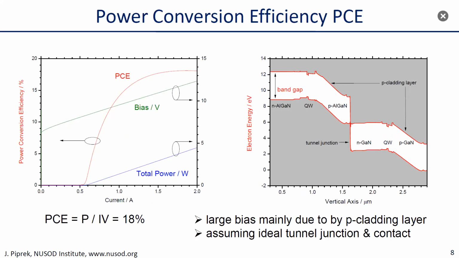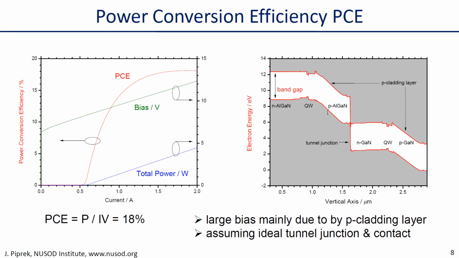The next issue is total energy efficiency, also called power conversion efficiency, and that is simply the total lasing power divided by current times voltage. And in this simulation, it's only 18% for this laser. The main reason for this low number is the strong bias that we see here, more than 12 volts at the highest current. And the main reason for that is the p-doped cladding layer of the laser.